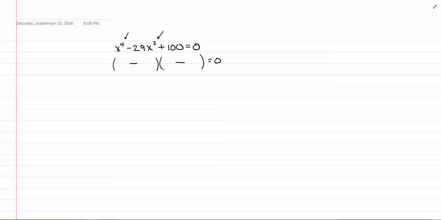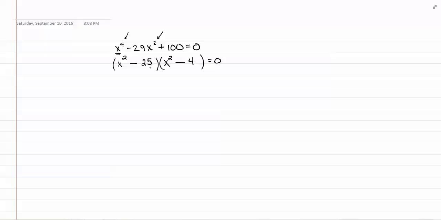And then you figure out the first term. How do you get x to the fourth? X squared times x squared. And then how do you get a positive 100? Well, there's a couple of options. 10 times 10 comes to mind, but I can tell that if I add a negative 10 and a negative 10 together, that's not going to give me the negative 29. So I want to think about other options, like 25 times 4.